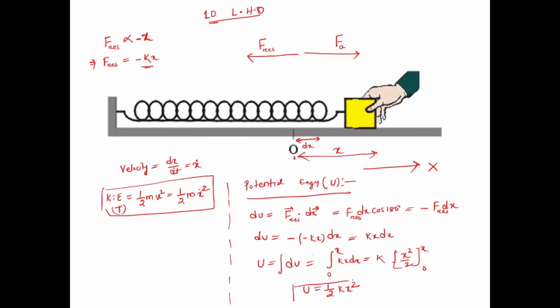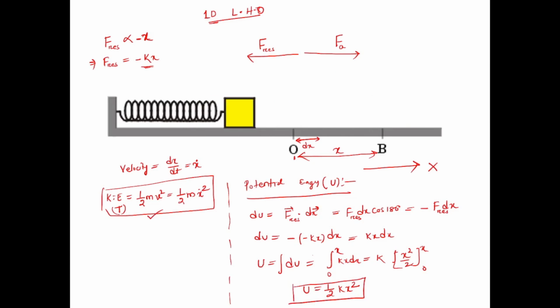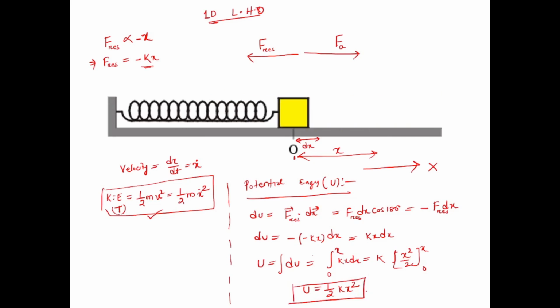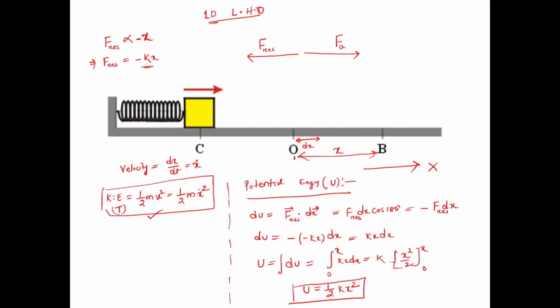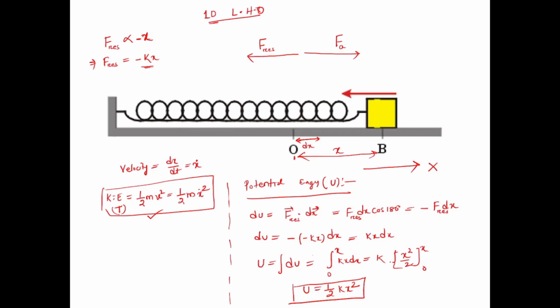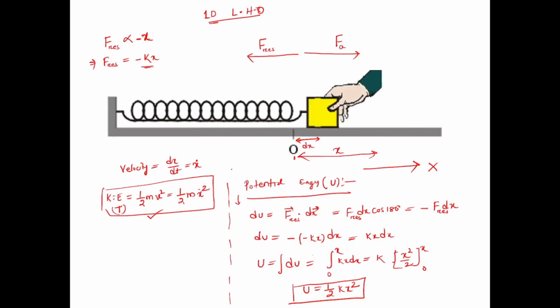So the kinetic energy of this system is half m x dot square. Potential energy is half kx square. The derivation of potential energy half kx square, I am not going to write for the note. For your exam purpose, you can write this derivation in your note. Now we have to derive the equation of motion.